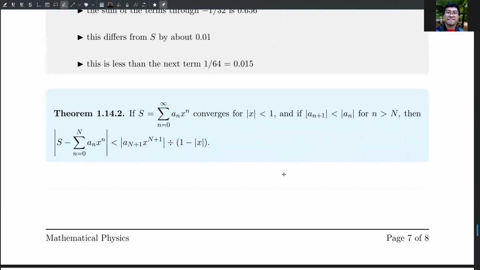Another theorem: if you have S in power series form that converges for absolute value of x less than 1, and it's decreasing in absolute value for n greater than some value capital N, then S minus that series up to capital N is less than a n plus 1 x to the n plus 1 divided by 1 minus absolute value of x.